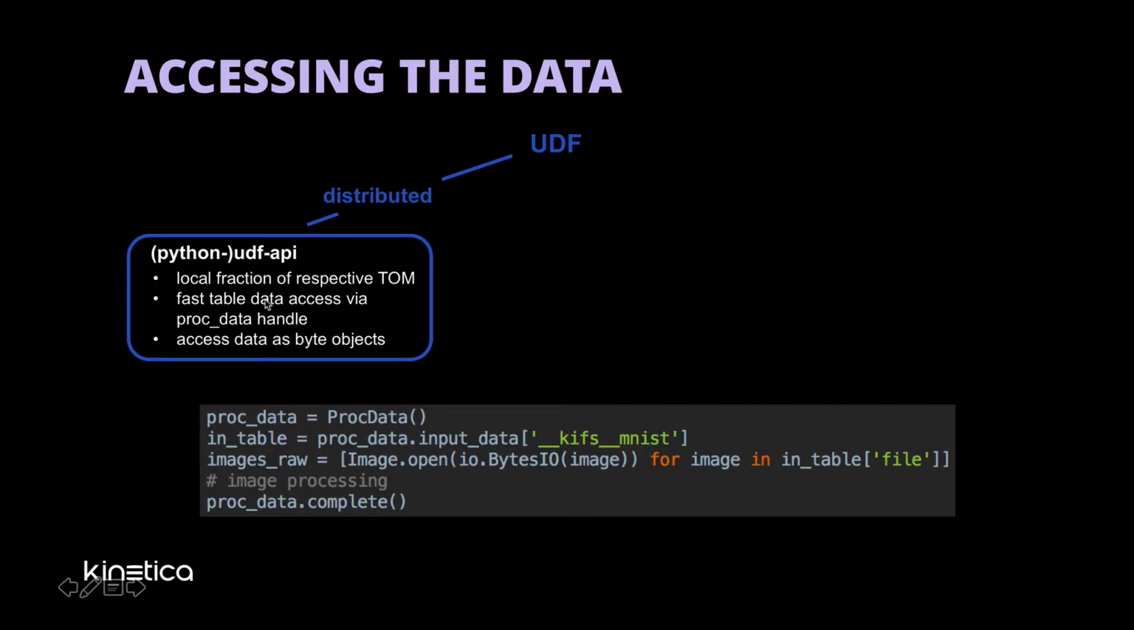The way you access the data through a distributed UDF is through the proc data handle. So you can see that in the little code snippet here. You have access to the proc data handle. There you tell what is the table that I want to access. So there you point to the table that mirrors your KiFS folder. And then the data that you get from there will be raw binary data. So you also need to take care to manually turn that back into actual image data in that example. So that is through a distributed UDF.